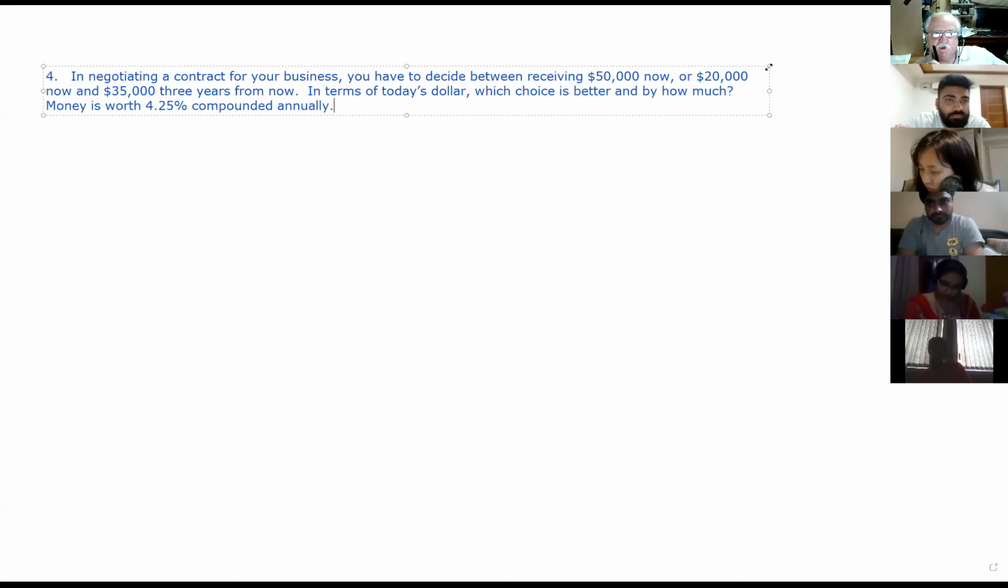So in negotiating a contract for your business, you have to decide between receiving 50,000 now or 20,000 now and 35,000 3 years from now. In terms of today's dollar, which choice is better and by how much? And they're telling us that money is worth 4.25% compounded annually.